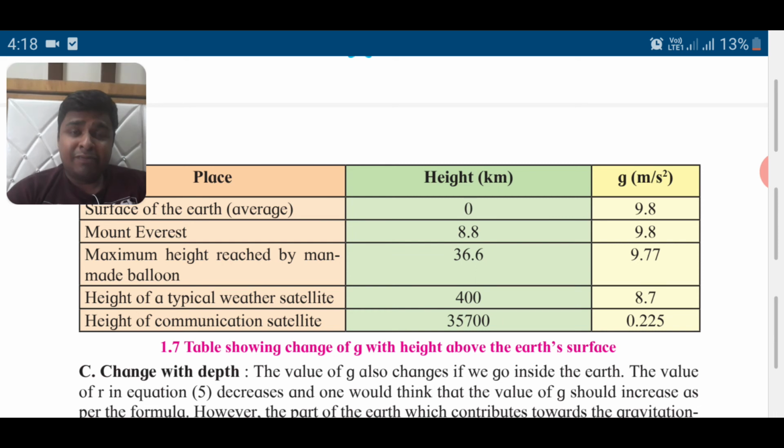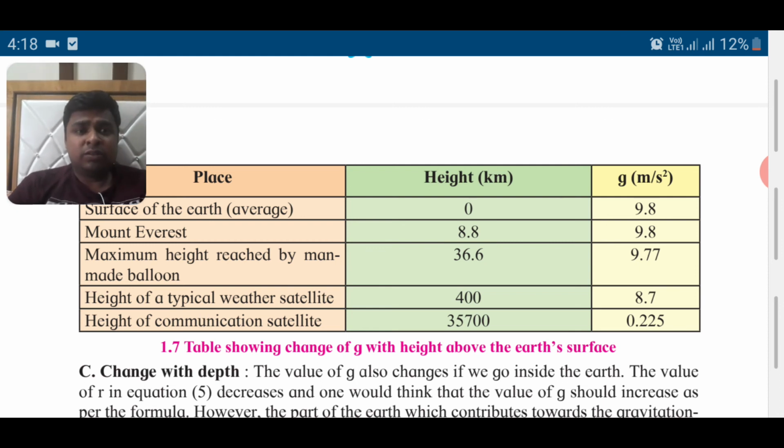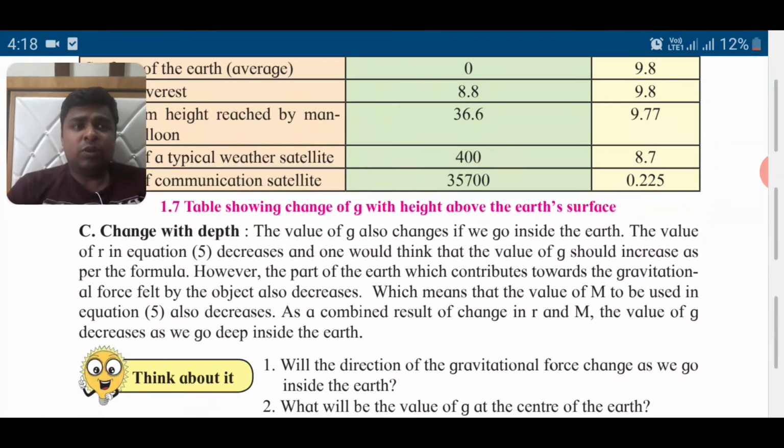But if you go very far away, for example near a communication satellite, which is around 35,700 kilometers away from the surface of the Earth, then what will happen? The value of small g will decrease so much, to 0.225. So with depth also it is going to change.